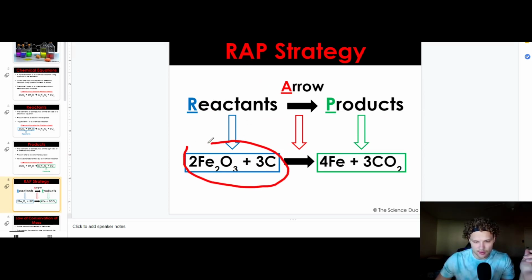These are our ingredients. These are the things that are combining together to create our products. So we have iron oxide and we have carbon. They're going to combine together to make pure iron and carbon dioxide gas. For the products, this is the result. This is our finished product, whatever we're baking. And so let's keep on going.